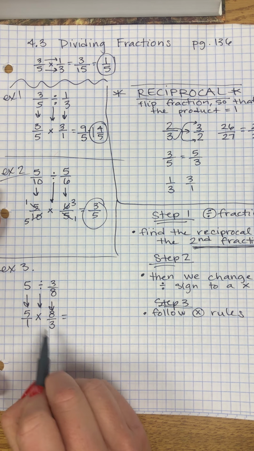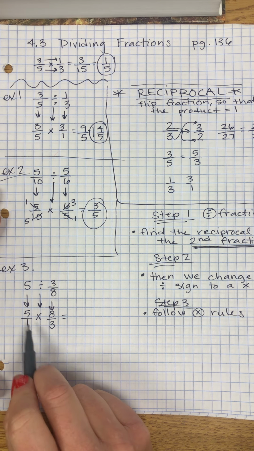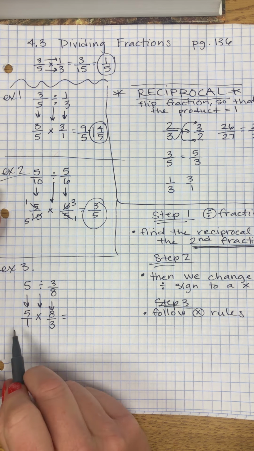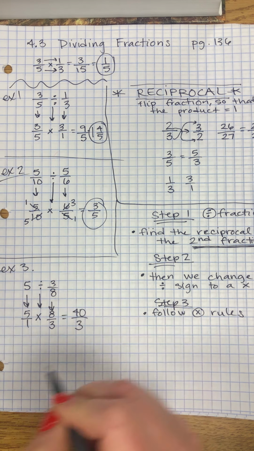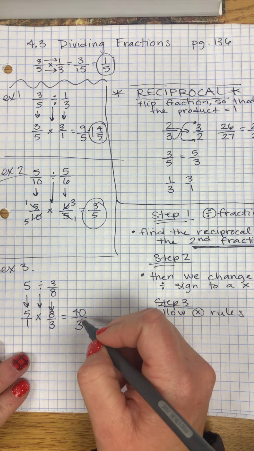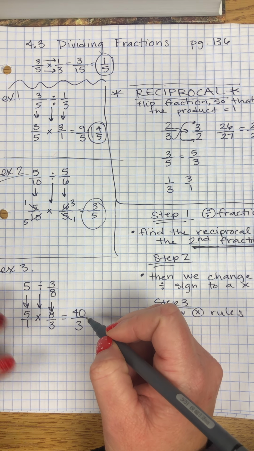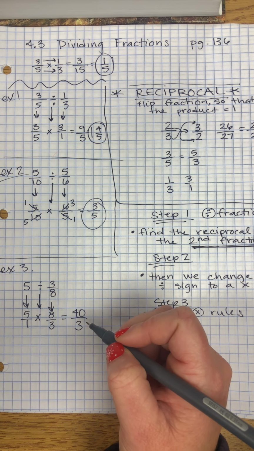From here, can I cancel anything? Does 5 go into 1 or 3? Does 8 go into 1 or 3? It doesn't. So I get 40 over 3. Is that a good answer? You can't have a bigger number on the top. It is reduced, but it is not simplified.